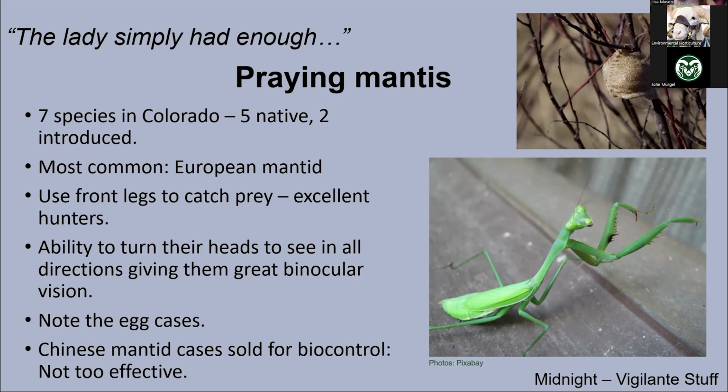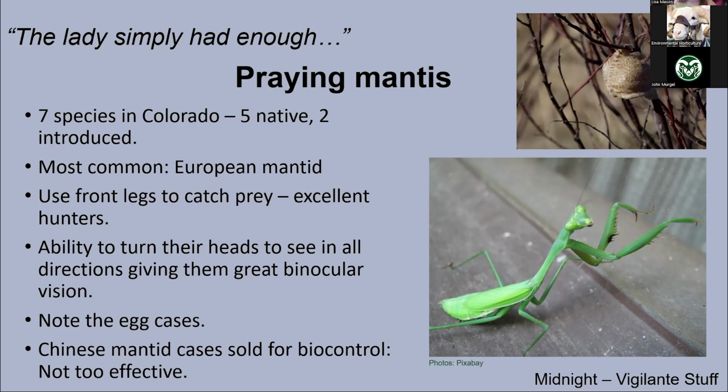That female, she needs resources so she can lay her eggs, and they are opportunistic hunters as well. So they'll hunt a wide variety of things. They've even been known to hunt hummingbirds in some cases. So they are excellent hunters. We do have 7 species in Colorado. The 5 native species you're more likely to see out on the eastern plains.